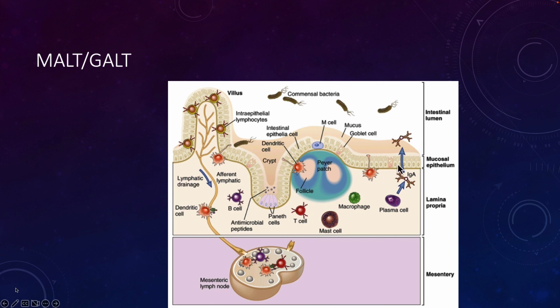Remember, as we talk more about antibodies, we'll talk more about IgA, but it is our major secretory antibody that protects our mucosal surfaces. So you'll have other cells of the immune system hanging out here. You'll have these antimicrobial peptides, which we'll talk about in just a minute in our innate immune system section.